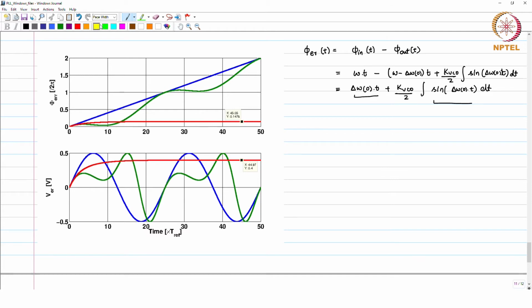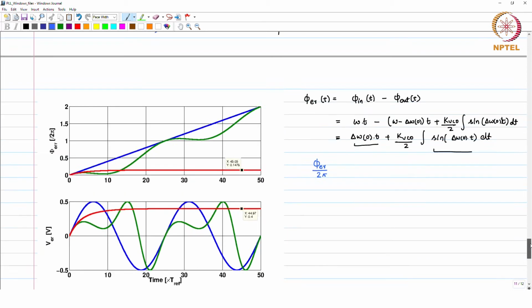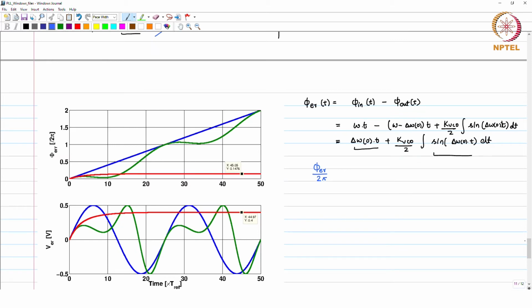So, what I do here is I plot phase error by 2 pi. So, let me just write it. I plot here the phase error at any given time divided by 2 pi for different cases, and I also plot V error and other voltages. So, let us look one by one.